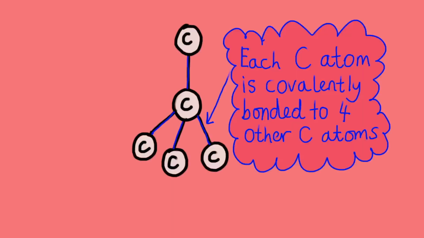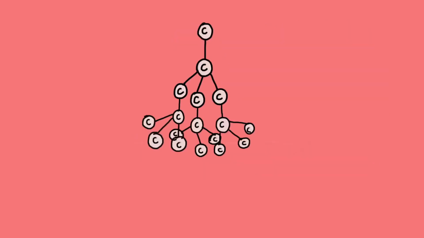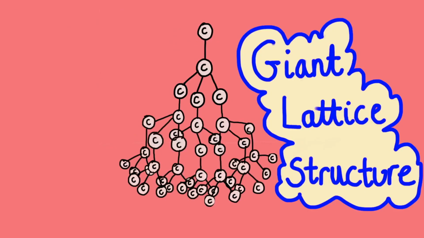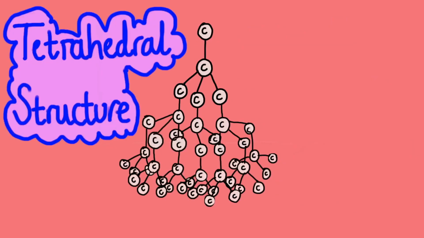In diamond, each carbon atom is covalently bonded to 4 other carbon atoms. This pattern repeats itself billions of times over and is known as a giant lattice structure. Diamond structure can also be described as a tetrahedral structure.